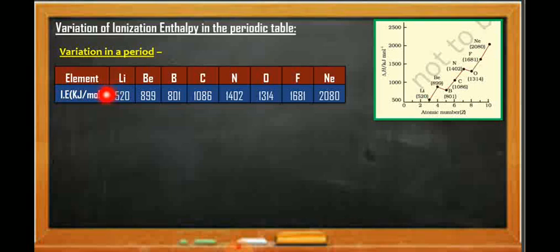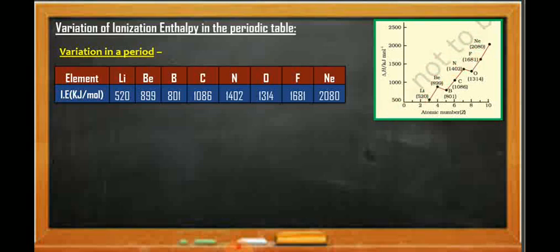Elements present in the second period are lithium, beryllium, boron, carbon, nitrogen, oxygen, fluorine and neon. Their ionization enthalpy values are like this. These are first ionization enthalpy values. If nothing is mentioned, it will be the first ionization enthalpy. Lithium 520 kilojoules per mole, beryllium 899, boron 801, carbon 1086 and so on. Look at this graph. With some exceptional cases, beryllium and nitrogen, ionization enthalpy increases. I'll explain those exceptional cases later.